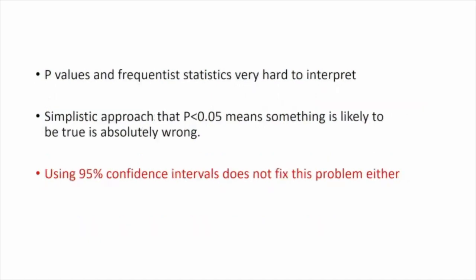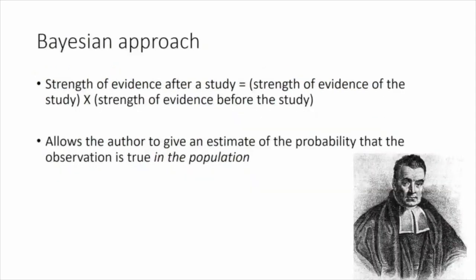Using what's called the frequentist approach, it's actually very difficult to get your head around what a p-value and a 95% confidence interval actually mean. And the simplistic idea that if it's less than 0.05 then something is likely to be true is completely wrong. So how do we get around that when we're looking at a paper? Well, the answer is to have a Bayesian approach.